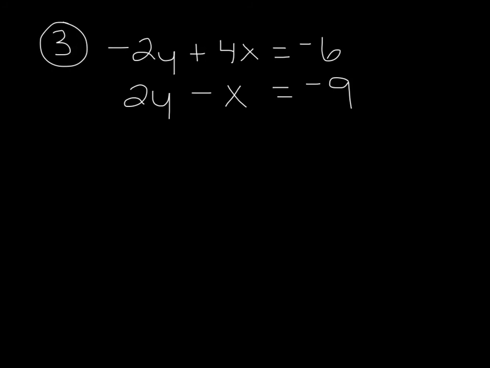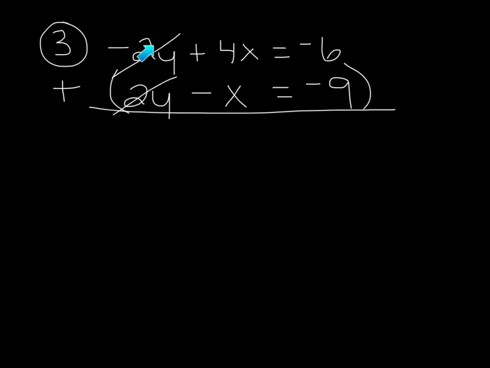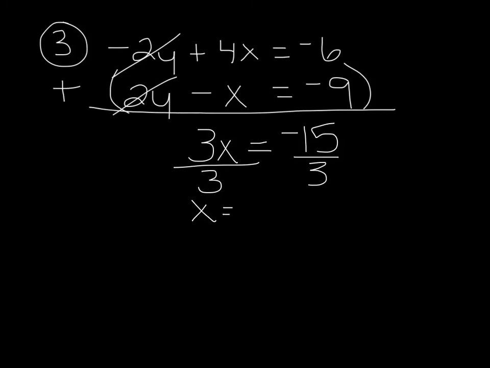All right, and here is your last one. We look at our two equations. Negative 2y and 2y are going to cancel each other out when we add the equations. So we draw a line, plus sign, parentheses around the second one. Negative 2y plus 2y cancels out, so we don't need to write those. Then we have 4x plus negative x gives me 3x. Negative 6 plus negative 9 gives you negative 15. Divide by 3, you get x to be negative 5.